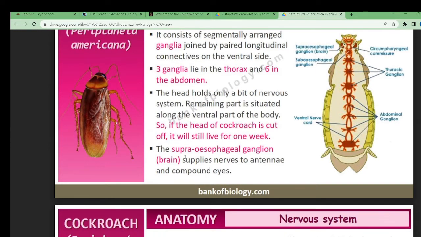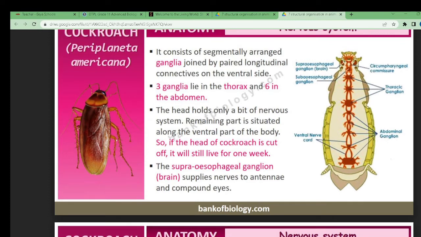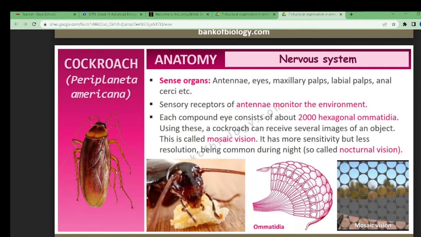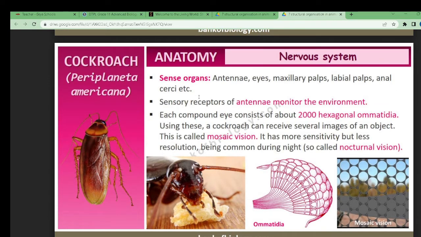Then the supraesophageal ganglion supplies nerves to the antenna and compound eyes. So if the head is cut, the ganglia are still there. That's why it can live for 1 week. The nervous system's sense organs are the antenna, eyes, maxillary palps, labial palps, and anal cerci. All these are sensory organs.